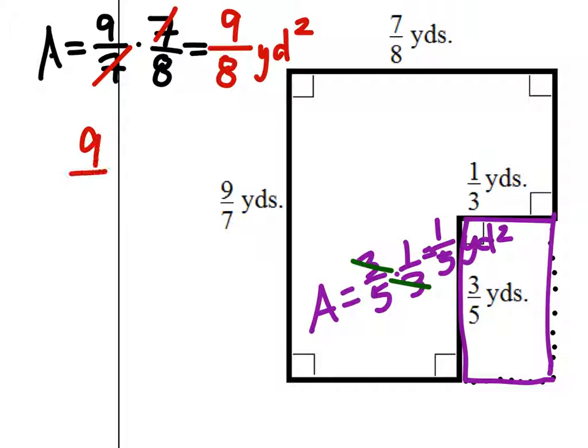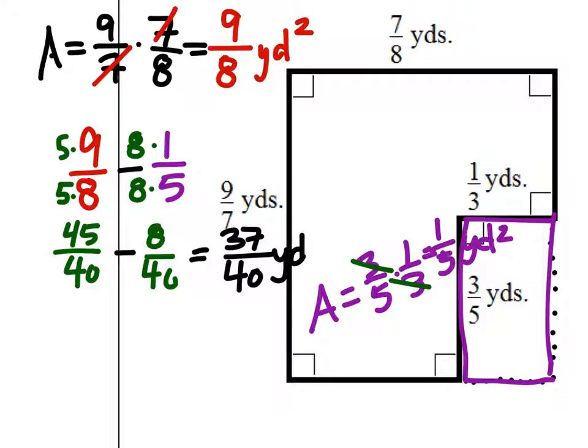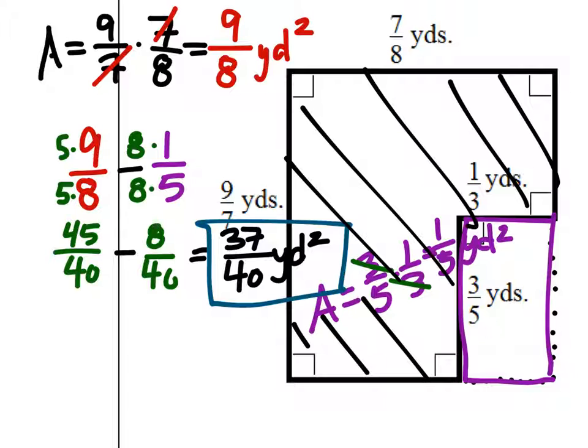So in the end, we end up with 9/8 minus the 1/5. What do we need before we subtract fractions? Common denominators. What denominator should we use? I'm going to use 40. So I'm going to multiply the 8 by 5 and 9 by 5. That's 45/40ths. I'm going to multiply the 5 and the 1 by 8, which gives me 8/40ths. And I am subtracting these. So 45 minus 8 would be 37. And this is in 40ths yards squared. Bam. That would be the area of this irregular shape.